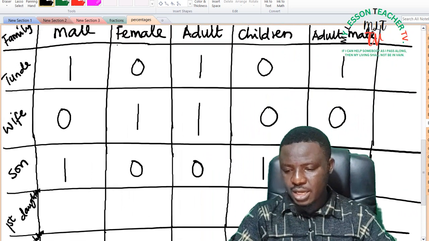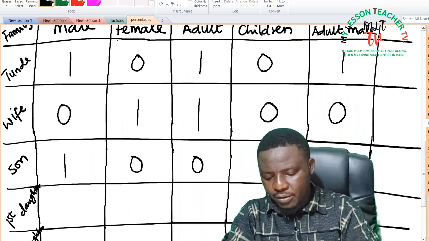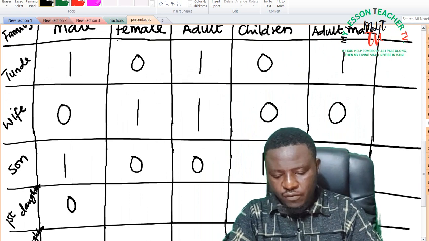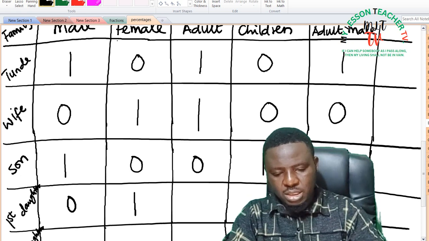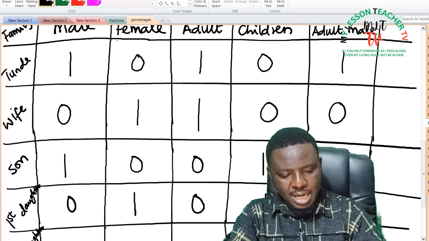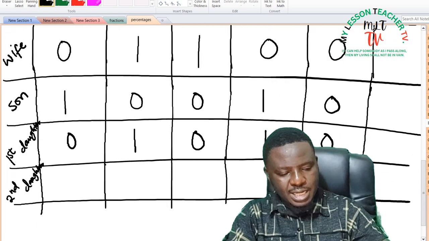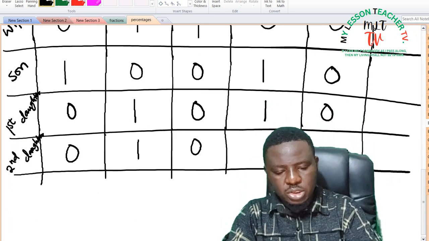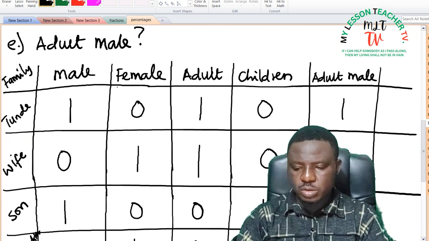So for the daughter, first daughter, this is 0. Female, yes. Is she an adult? No. A child? Yes. An adult male? No. She's neither an adult nor a male. Same thing goes with the second daughter. So this is 0, 1, 0, 1.